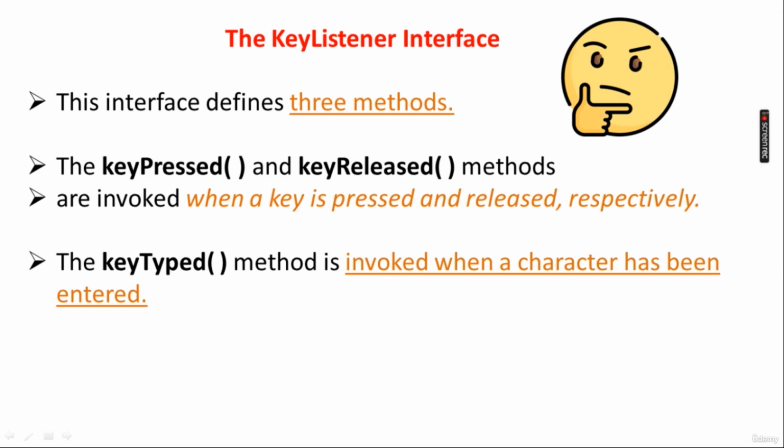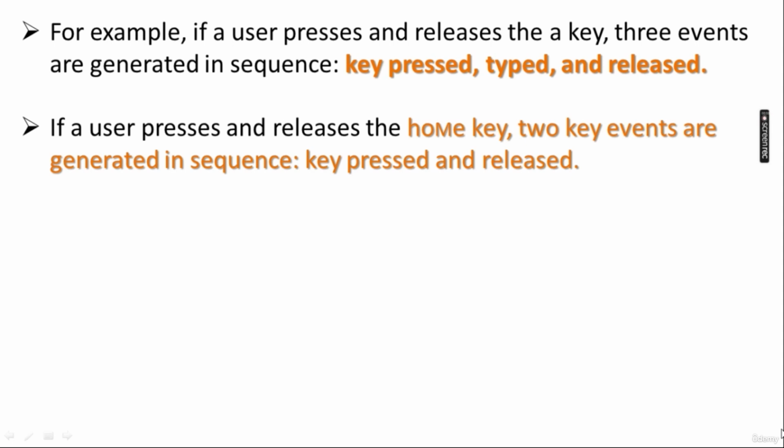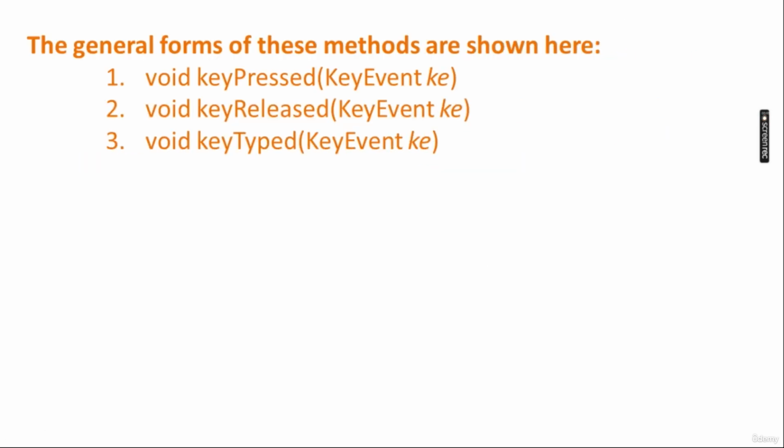This key listener interface has three methods: keyPressed, keyReleased, and keyTyped. keyPressed and keyReleased are invoked when a key is pressed and released respectively, and keyTyped is invoked when a character has been entered. For example, if a user presses and releases a key, three events will be generated: key press, key typed, and key release. If a user presses and releases the Home key, two key events are generated: key pressed and key released.